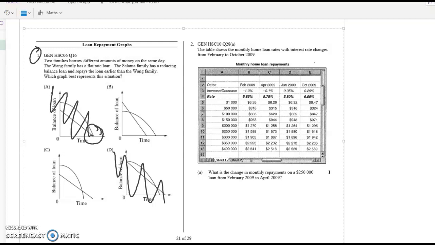Now, which out of B and C will it be? Well, it says that the one with the reducing balance loan pays the loan earlier. That means the curve one must finish first, and so we can see in C the curve hits the axis in time before the straight line, so C must be the correct answer.